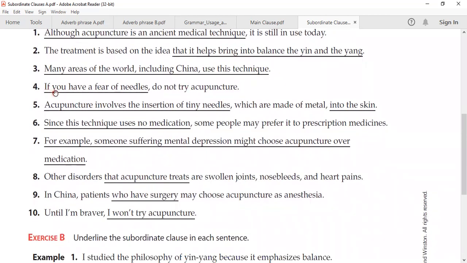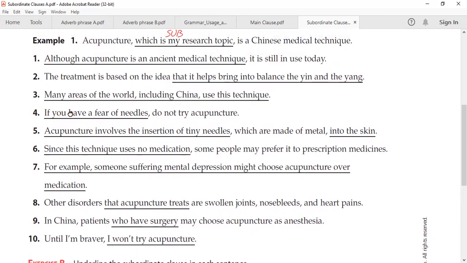Number 4: if you have a fear of needles, do not try acupuncture. All right. This underlined clause, what do you think? Yeah, it's a subordinate clause, as it has the conjunction at the beginning, right?